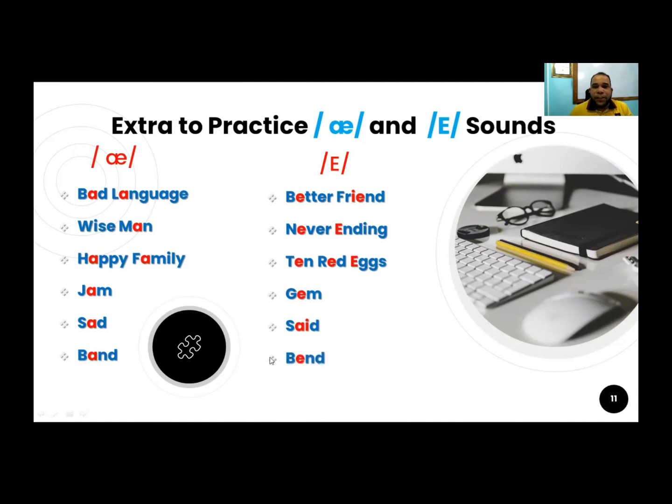Bend. Let's pronounce them one by one. Bad language. Better friend. Wise man. Never ending. Happy family. Ten red eggs. Jam. Sad. Set. Band. Bend. Did you like that? Oh, I loved it. I loved it very, very much. That is great.